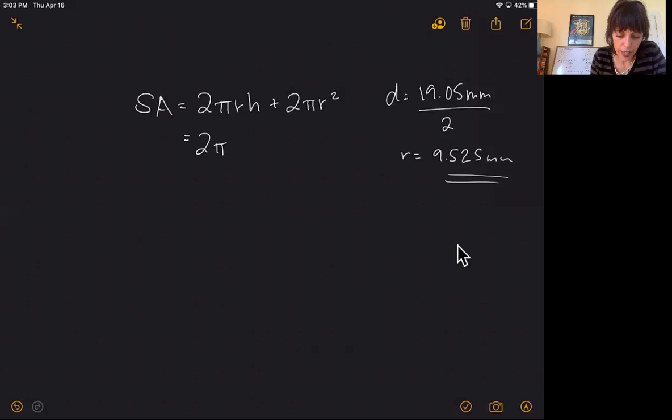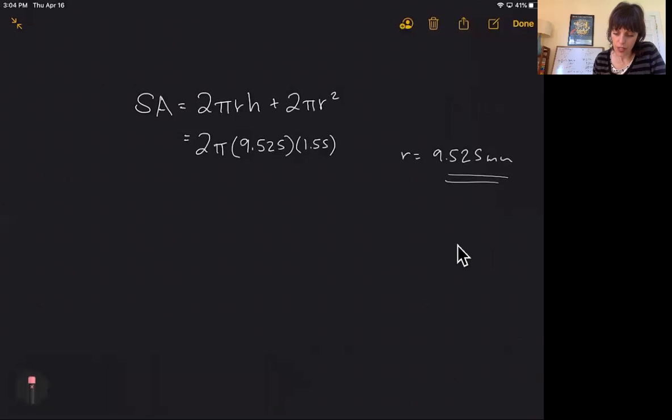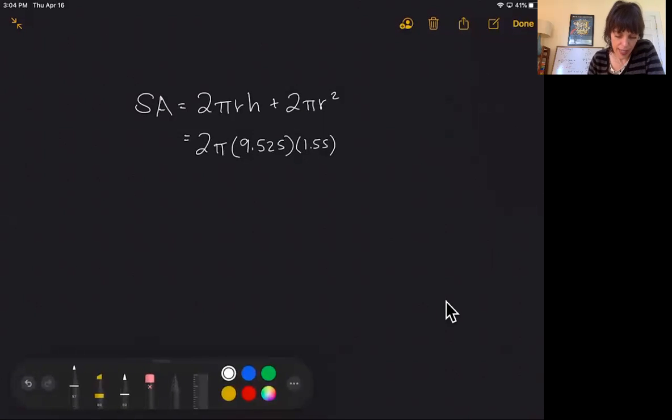So I'm going to come back over here and plug in my radius, 9.525. And I'm also told that the height of this penny is a tiny 1.55, not even quite 2 millimeters. I need a little space here, so let me get rid of this stuff that I did over here. Okay, so then I need my pencil back, and I'm going to add 2 pi.